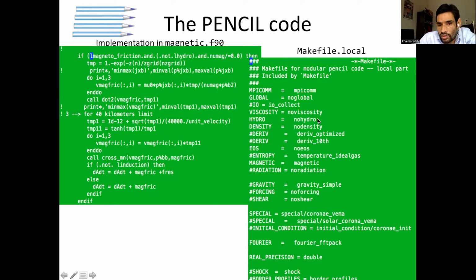Coming to the makefile, we don't need to use any other modules except the magnetic module. You can see here only the magnetic module is used, nothing else. And we need initial conditions and the FFT module, the Fourier FFT pack, in this case, nothing else.